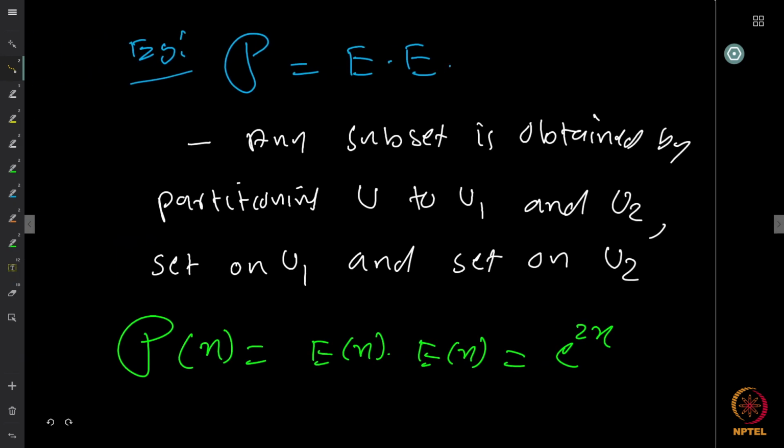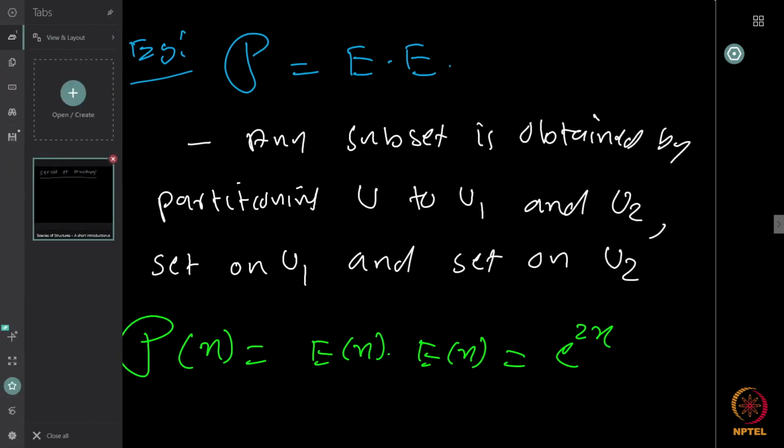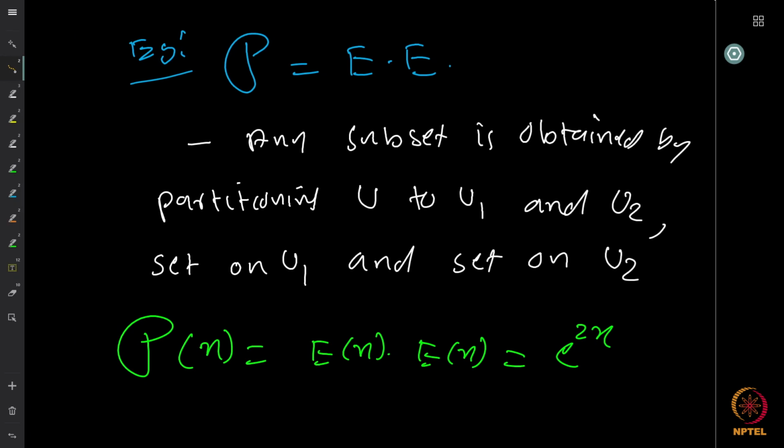Okay, so with that example, I will stop for today. Then we will continue with more examples, more examples of more operations on species. And with that, let me stop today.